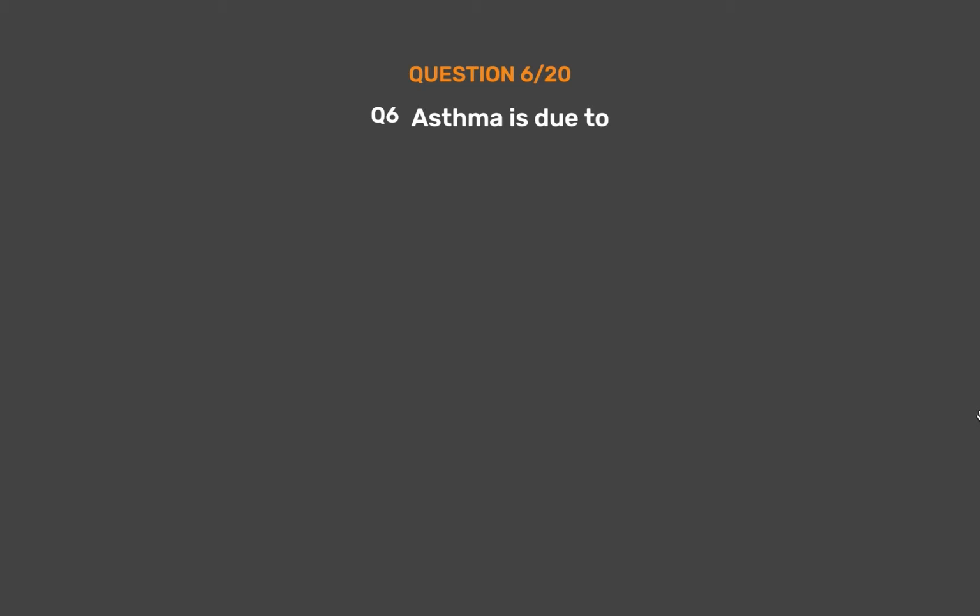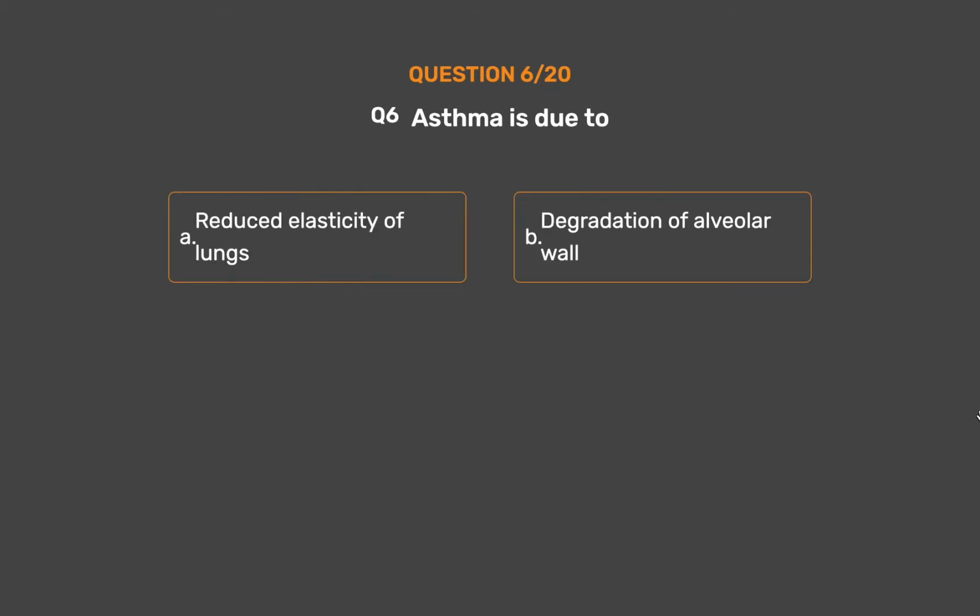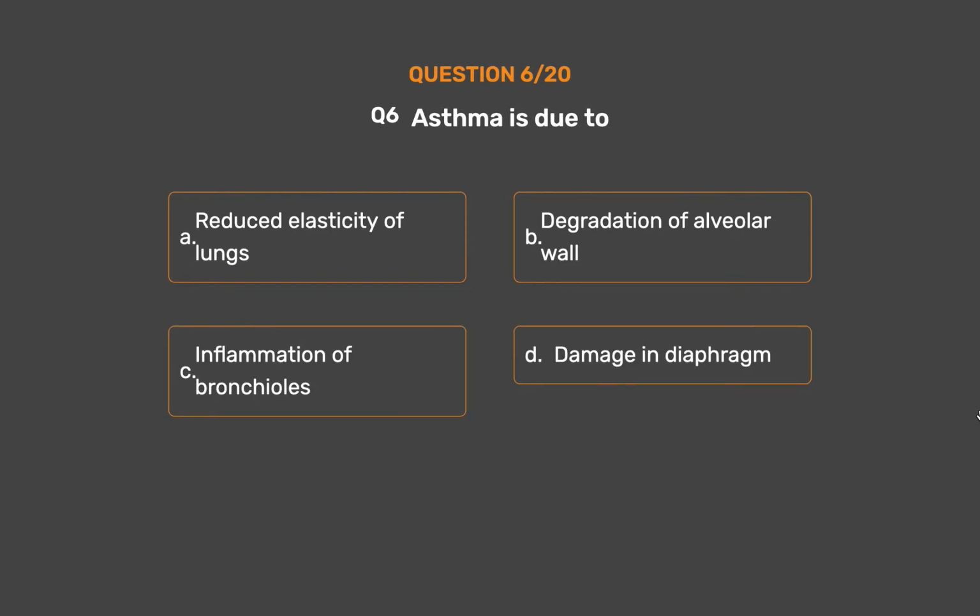Question number 6. Asthma is due to Option A. Reduced elasticity of lungs. Option B. Degradation of alveolar wall. Option C. Inflammation of bronchioles. Option D. Damage in diaphragm.